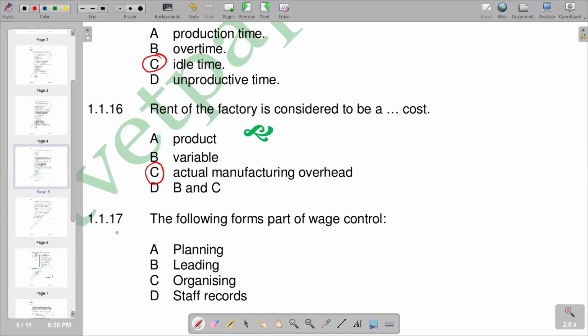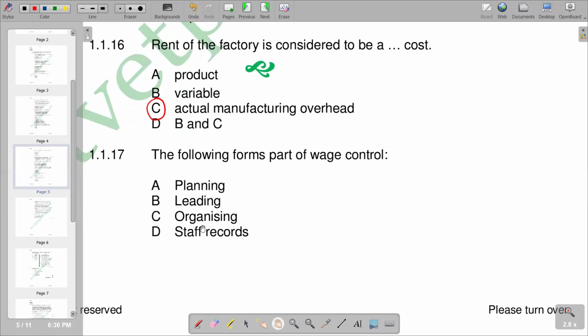Then go to 1.1.7. The following forms part of wage control. So when we are dealing with wage control, what is involved according to the responses that are given, you see that obviously we need to revisit the staff records so we can be able to determine wages that are being paid and be able to control them. So we have our staff records, which is D.